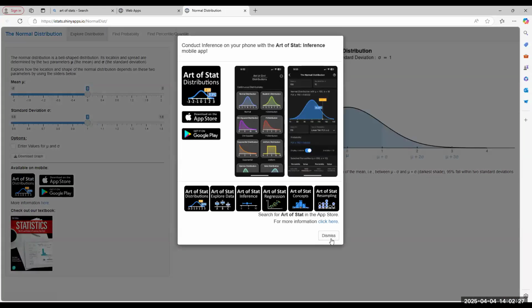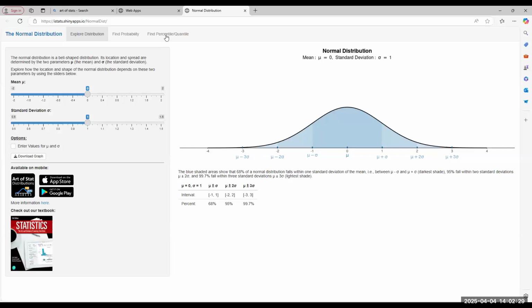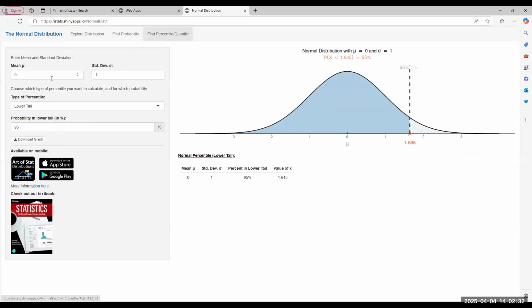And remember, you are looking for the percentile, finding percentile. So you put the mean of scores is 7.1, and the standard deviation of 1.4. We are interested in the lower tail of the 2%. Lower tail 2%. See, that's it.